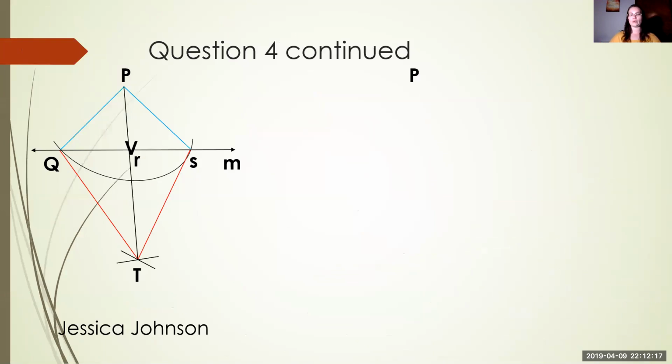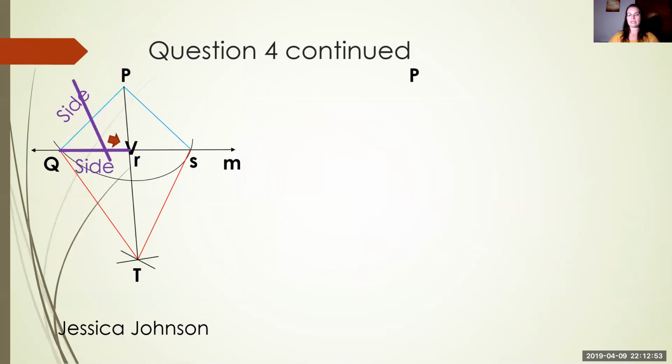Why is triangle QPV congruent to triangle SPV? Triangle QPV is congruent to triangle SPV through the side-angle-side theorem. V denotes our angle. Therefore, we are given two sides and an angle. The side-angle-side theorem states that if two sides and an angle of one triangle are congruent to two sides and an angle of another triangle, the two triangles are congruent.